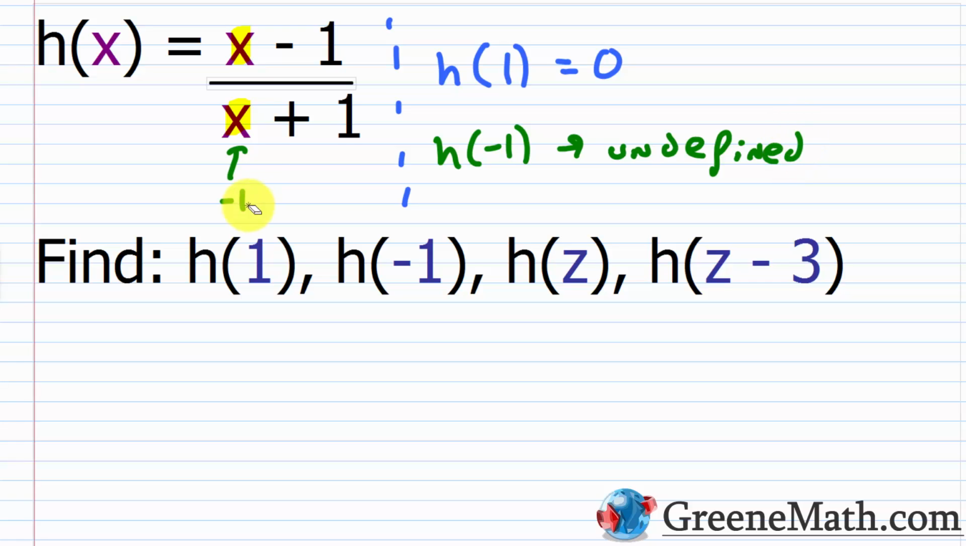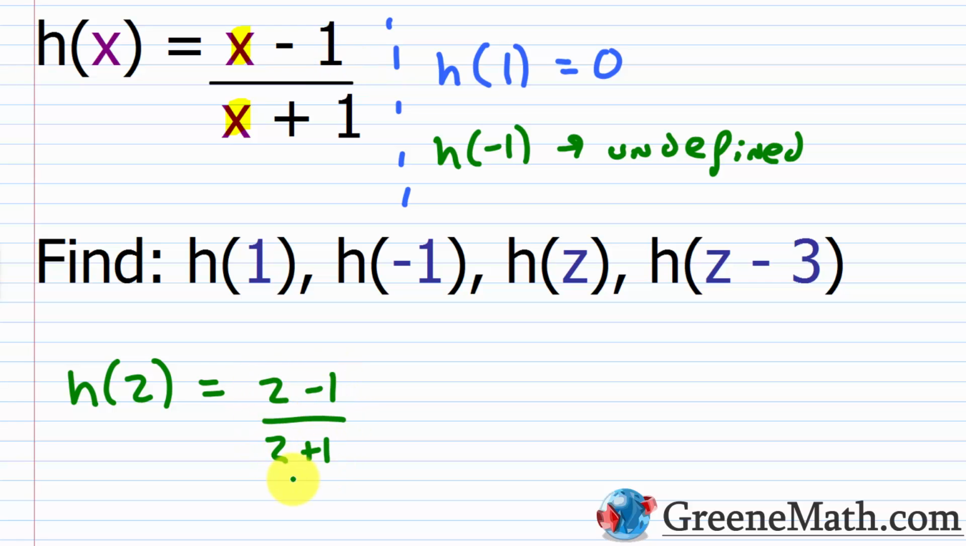Okay. Now let's talk about h of z. And again, don't get confused when they give you another kind of letter to plug in because it's the same thing. If I had h of 1, I plugged in a 1. If I had h of negative 1, I plugged in a negative 1. If I have h of z, I just plug in a z. So h of z is equal to what? It's z minus 1 instead of x minus 1 over z plus 1. Okay, that's all it is.